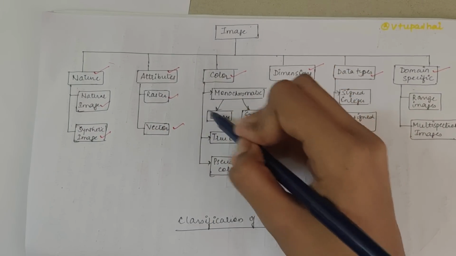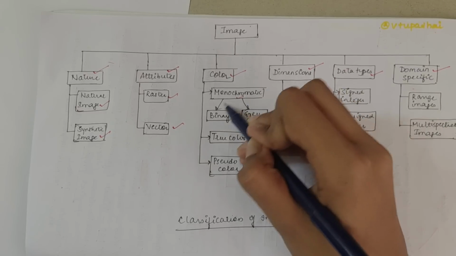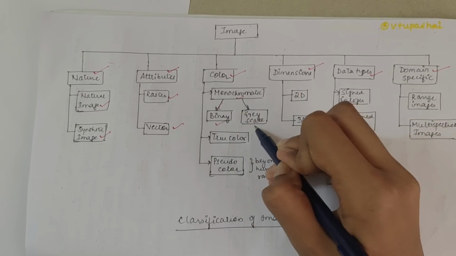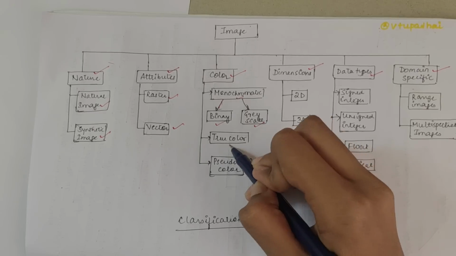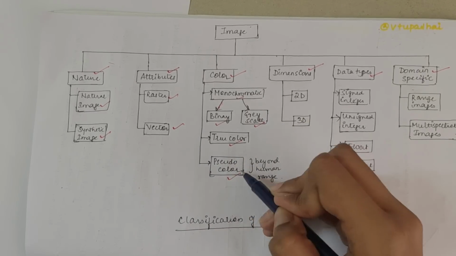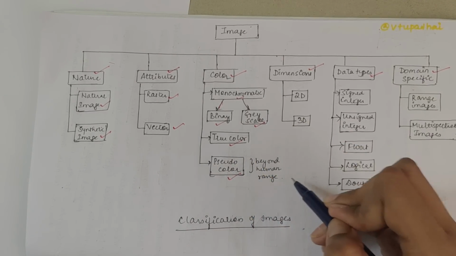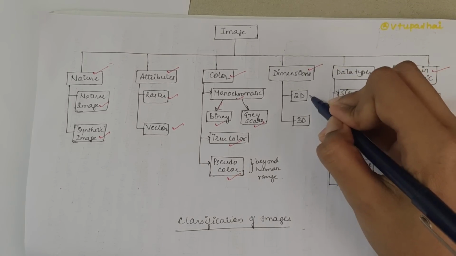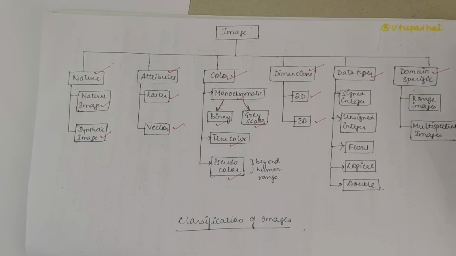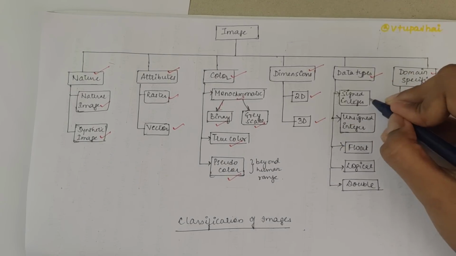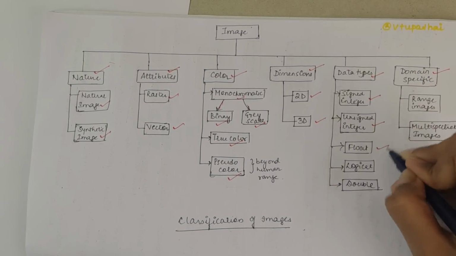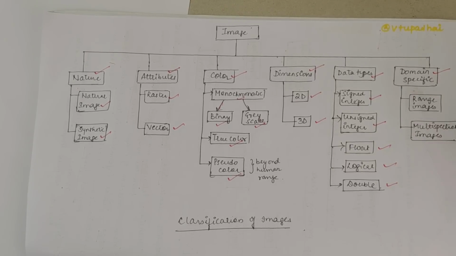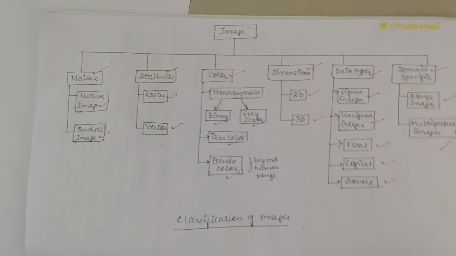In color, we have divided into three parts. First is monochromatic. Monochromatic is further divided into binary and grayscale. Followed by that, we have true color and pseudo color. Pseudo color images are those images which are beyond the human eye's imagination. Followed by that, we have dimensions, which can be 2D format or 3D format. Data types can be signed integer, unsigned integer, float, logical, or double. Then we have domain specific. In domain specific, we have range images and multispectral images. Now let's look into all these things in detail.